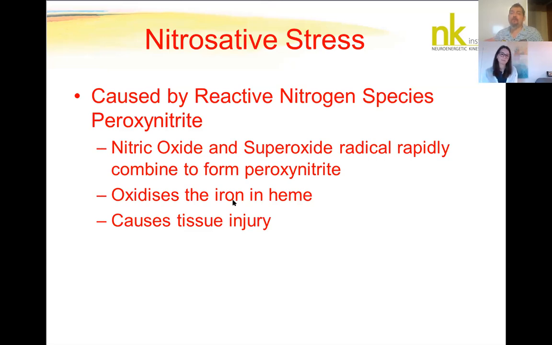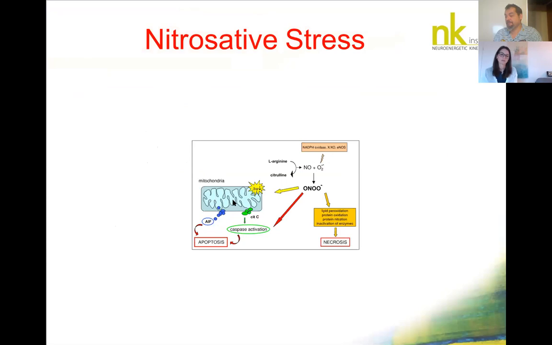And so, if anyone's got any of the pyrrole issues, the problem with pyrrolia is that you can't make heme properly. And then if you oxidize the iron, then you've got problems. It also causes tissue injury.